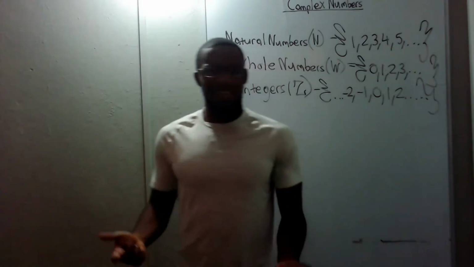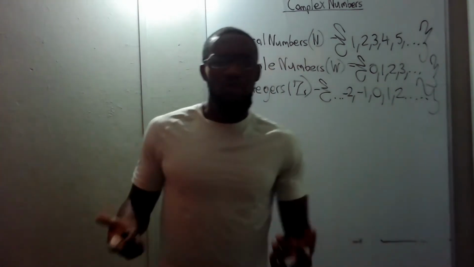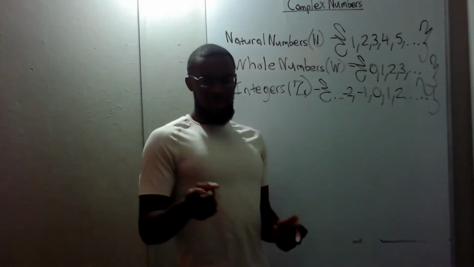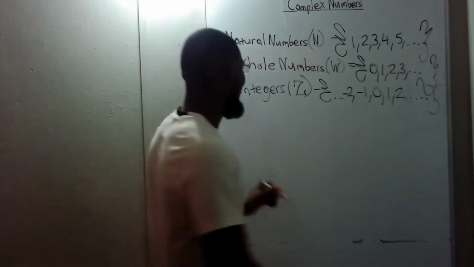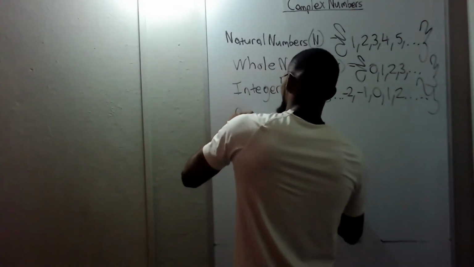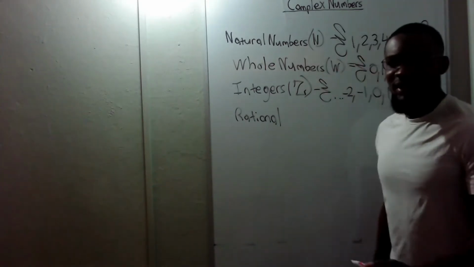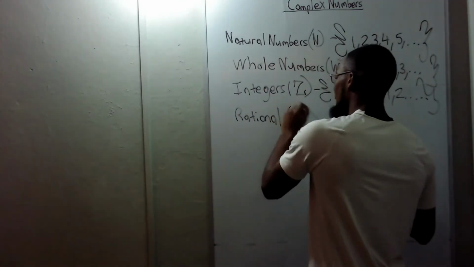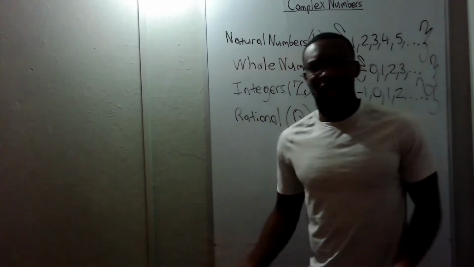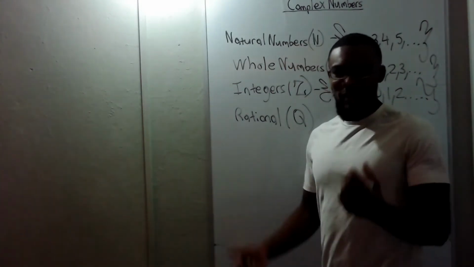Now, there are some numbers that are like fractions. What do we call those numbers? We call those rational numbers. That's the next set of numbers we learned. Rational numbers are denoted by Q. You're probably wondering why Q. I don't know, but we denote rational numbers by Q.